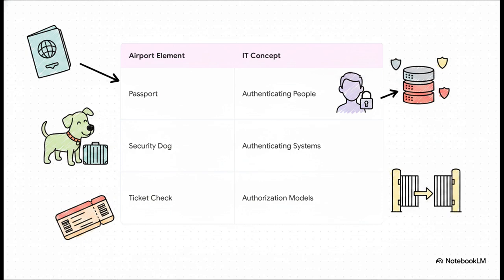While you're standing there, maybe a security dog walks by and sniffs your luggage for anything unauthorized. That is exactly like authenticating systems, ensuring no malicious or untrusted elements are trying to sneak onto the network. And finally, the gate agent scans your boarding pass for your specific flight. That right there is your authorization model. It's proving you actually have the specific right to be in that terminal on that specific plane.